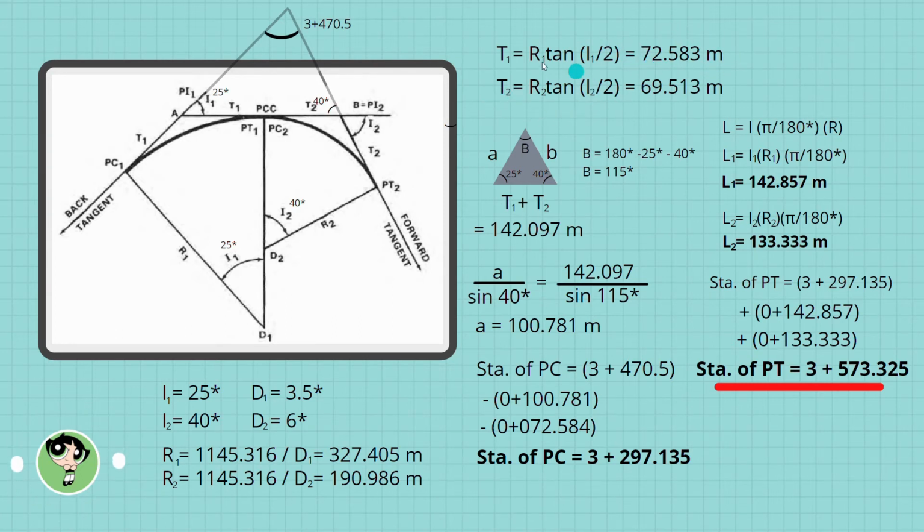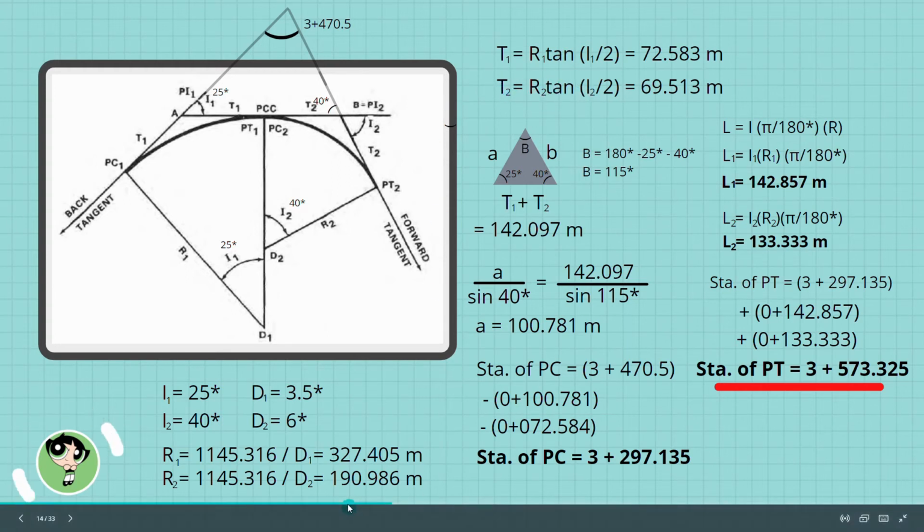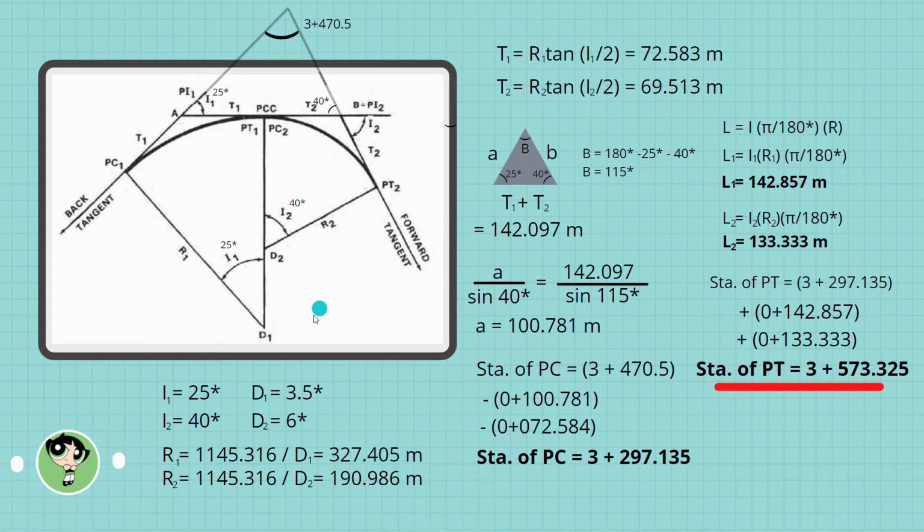Same thing for T2. R2 is 190.986 meters. And then tan of I2, which is 40 degrees divided by 2. So, we will have a value of 69.513 meters. Next is getting this length.